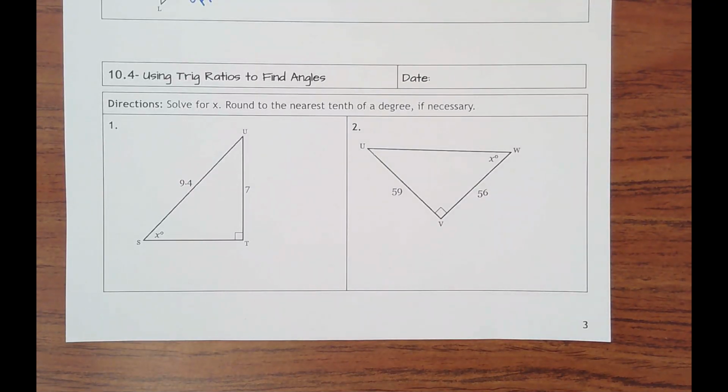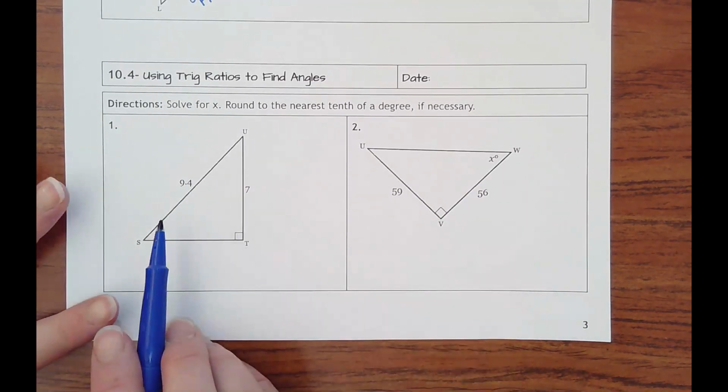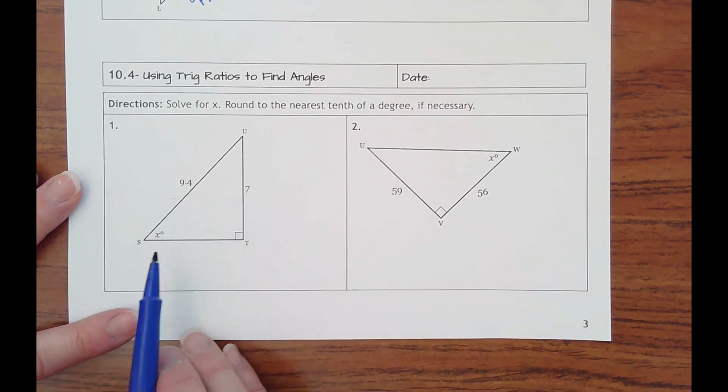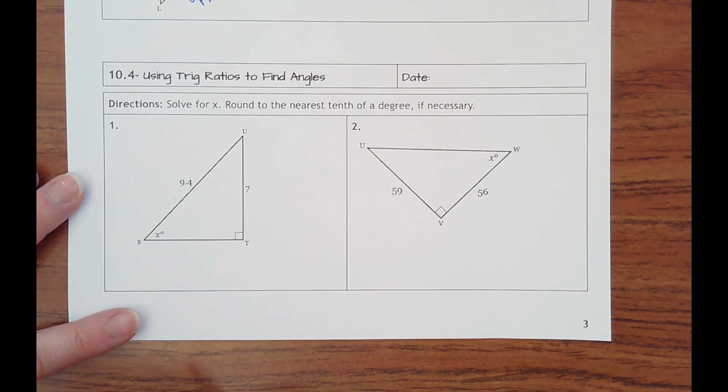10.4, using trig ratios to find angles. So this is doing the exact opposite of what we did in lesson 10.3, because you see two sides here, and then you see x is an angle. It's in degrees that we need to find, because we could do Pythagorean theorem, get this side, but that's not what they want. And then we're going to round to the nearest tenth.